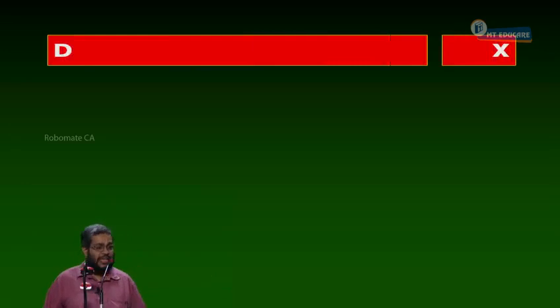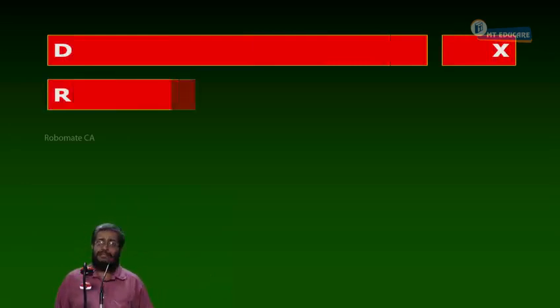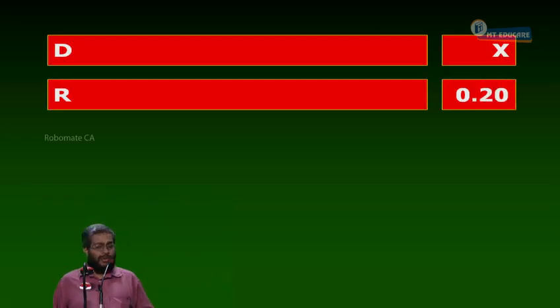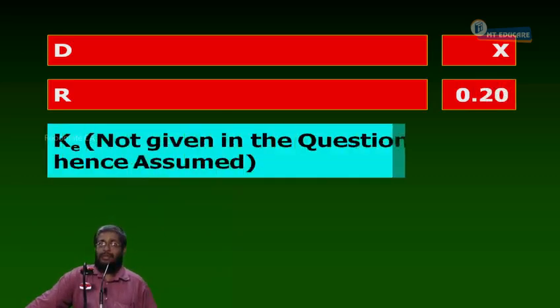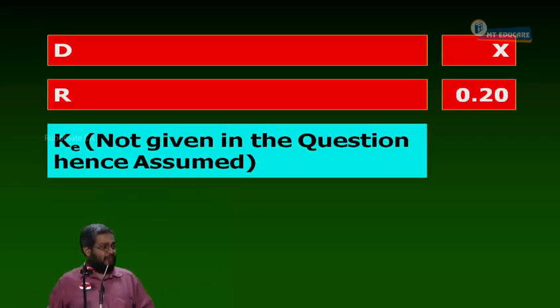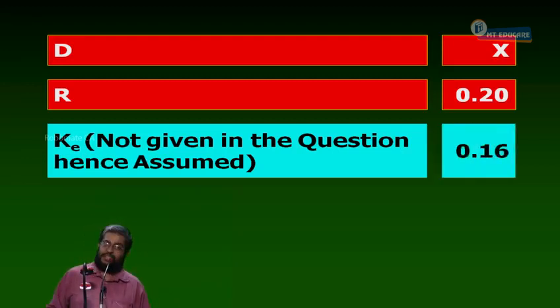Now, write down. D is equal to X. I have to find out the unknown figure. R is equal to 0.20, 20%. KE not given in the question, hence assumed. Don't ask me why, that's the answer. I am just doing what is given: KE not given in the question, hence assume 0.16.